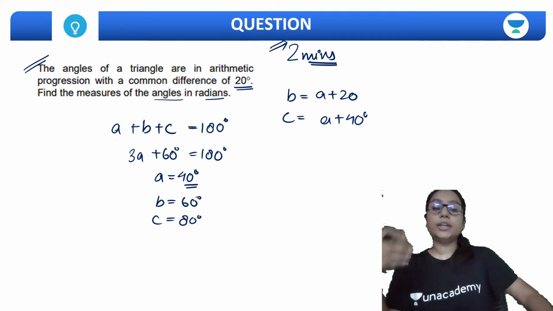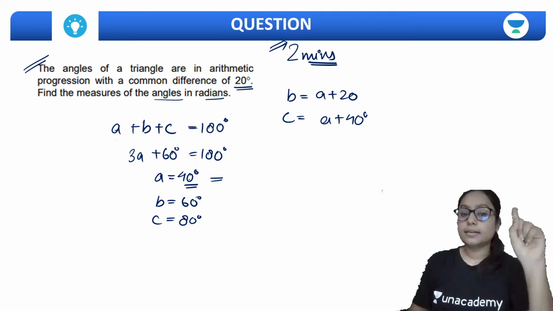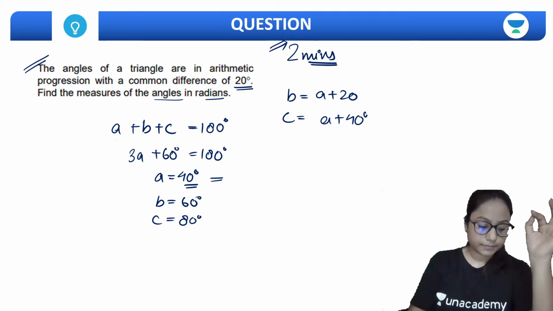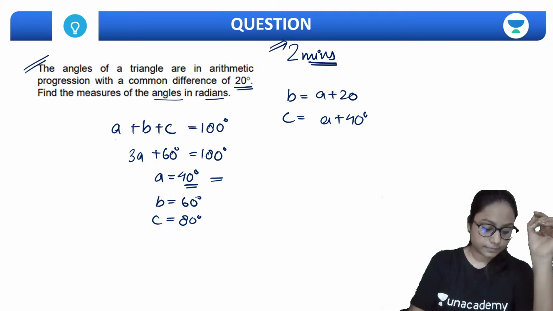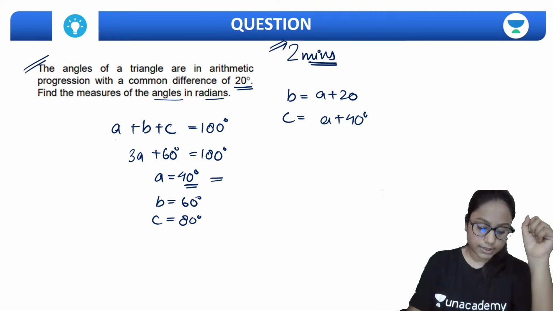Okay. So A is 40 degrees. What is 40 degrees in radians? Convert. Hame pi by 4 is 45 degrees. Okay. Everyone needs to convert here. What is 40 degrees in terms of radians? Please answer, all of you. 40 degrees in terms of radians is what?